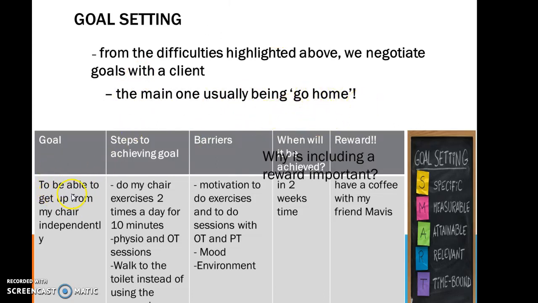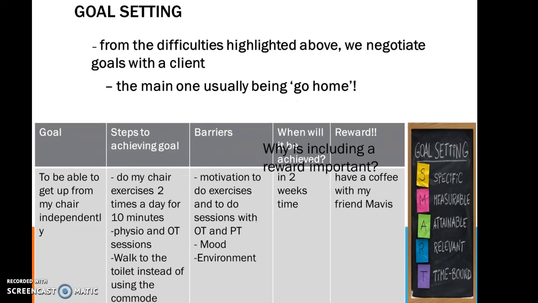So the goal is to be able to get up from their chair independently. So this is what they'd be able to do to get themselves home. The steps would be doing their exercises, attending physio and OT sessions, maybe walking to the toilet instead of using a commode, because it might be that the nurses have been using one of the wheeled commodes to get them to the toilet, but you're focusing on trying to get the strength and balance back, so you're encouraging them to walk to the toilet instead of the commode.